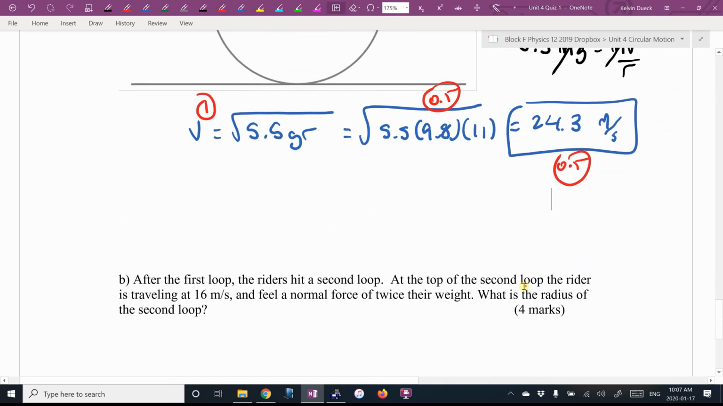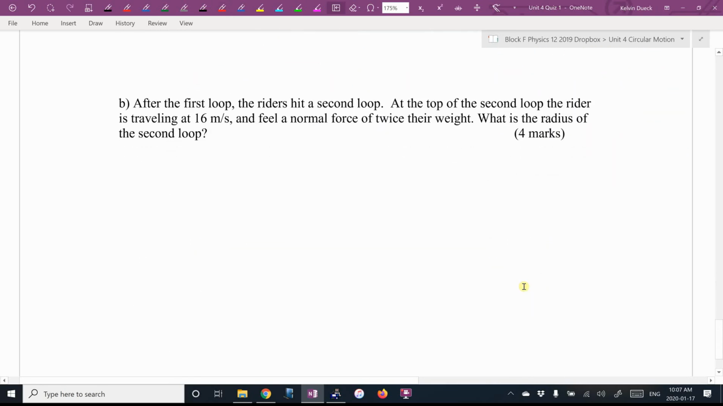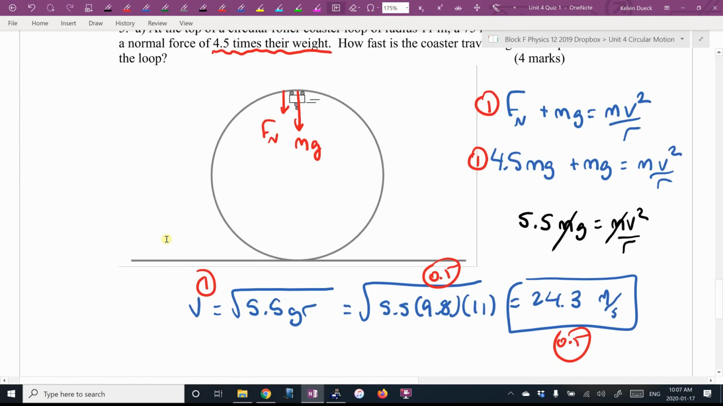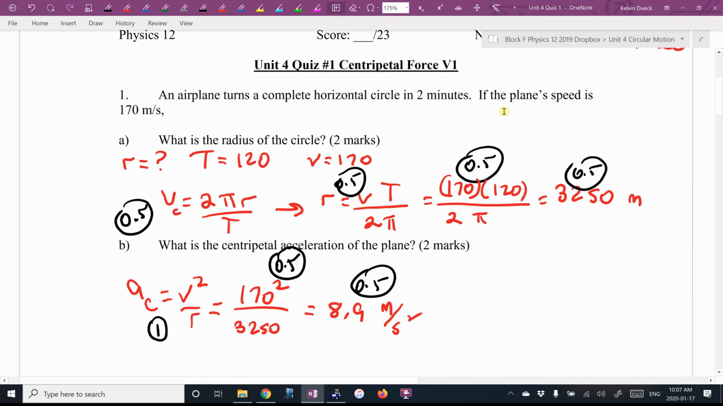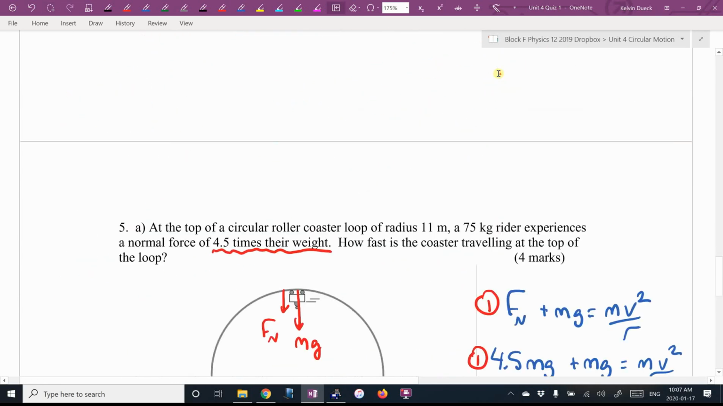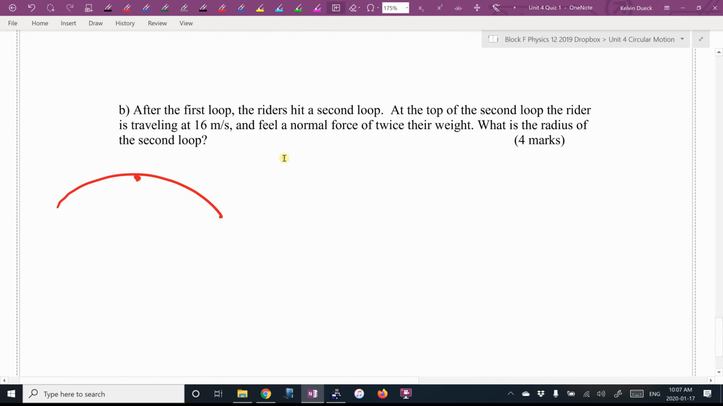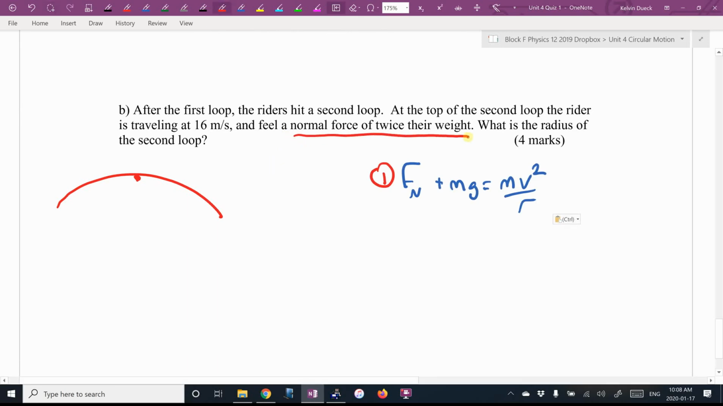After the first loop, the riders hit a second loop. At the top of the second loop, the rider is traveling at 16 meters per second, and they feel a normal force of twice their weight. I think it's the same free body diagram at the top, so I wimped out. I went like this. Copy. Paste. But now we want the normal force to be twice their weight.